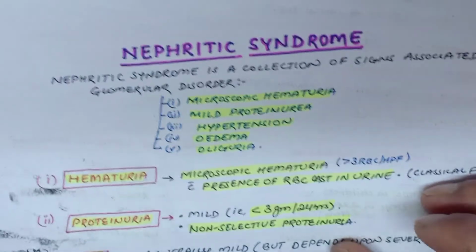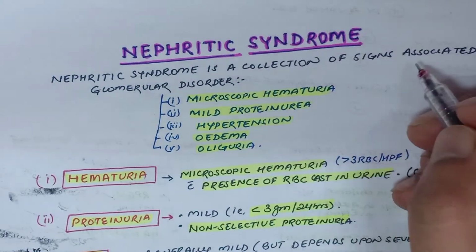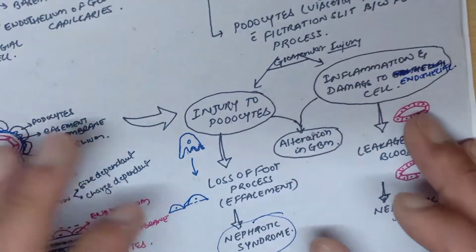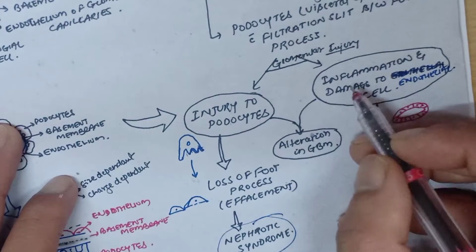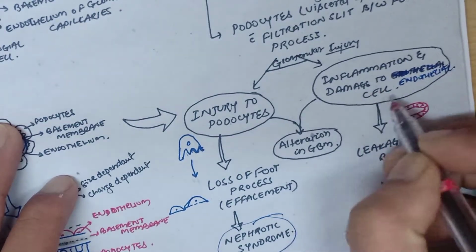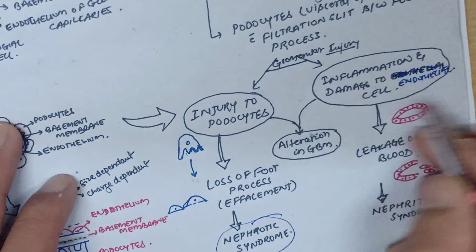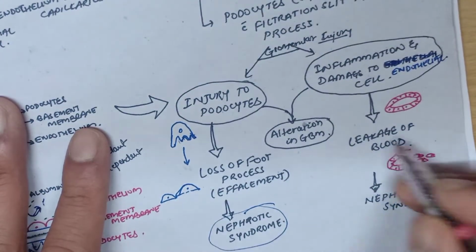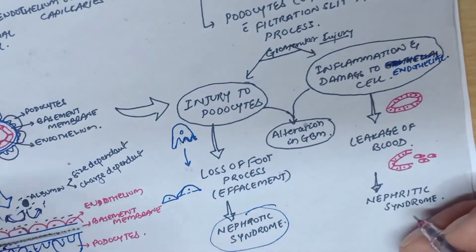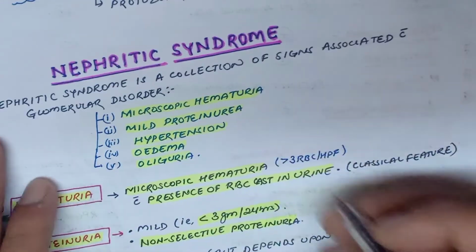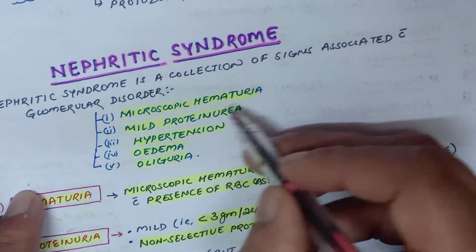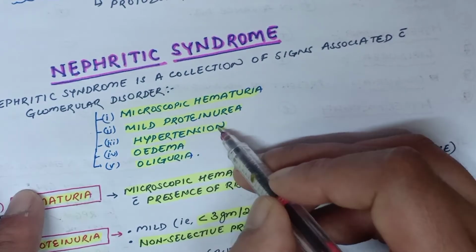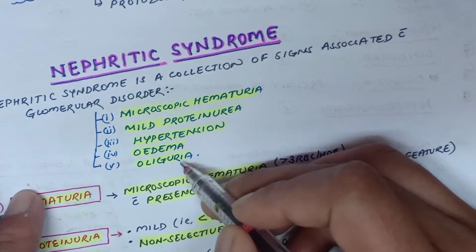So nephritic syndrome is a collection of signs associated with glomerular disorder. When there is glomerular injury, it causes inflammation and damage to the endothelial cells. Now these endothelial cells, after getting damaged, will cause leakage of blood. Now this leakage of blood will result in nephritic syndrome. So in nephritic syndrome, there will be microscopic hematuria, mild proteinuria, hypertension, edema, and oliguria.